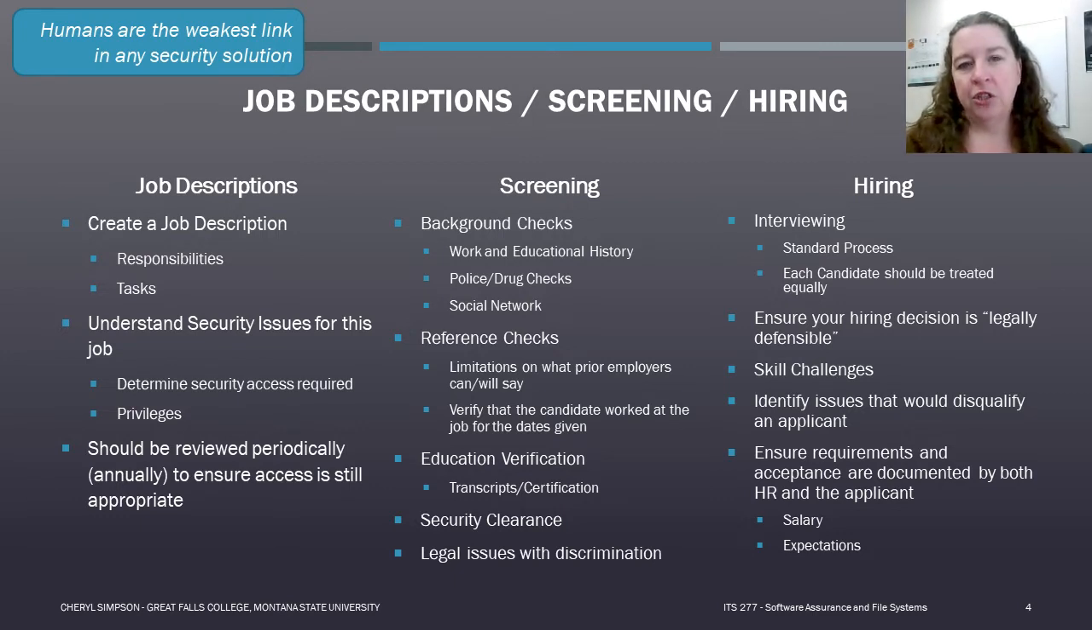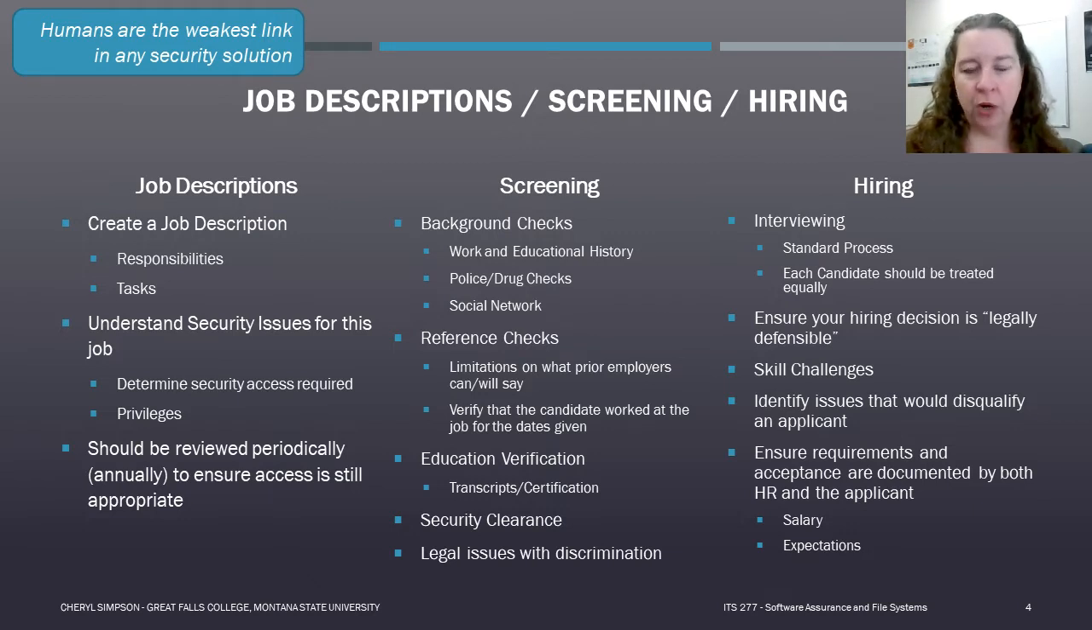You also want to make sure that you identify any issues that would technically disqualify an applicant. Again, reference checks, background checks, so on and so forth. Anything that would become a security issue. So if there are security issues that are involved, you need to be aware of those early. And sometimes they can be an uncomfortable situation, but you need to be aware of them now before you hire the person.